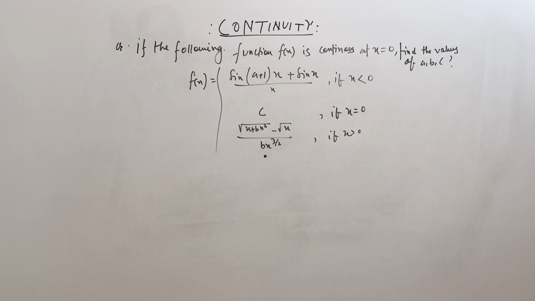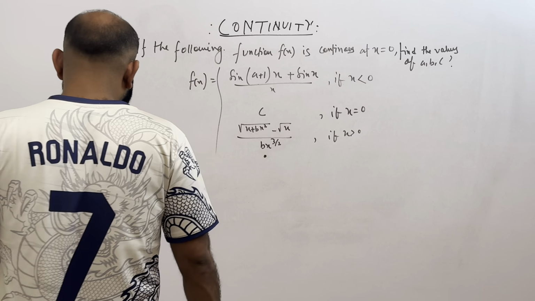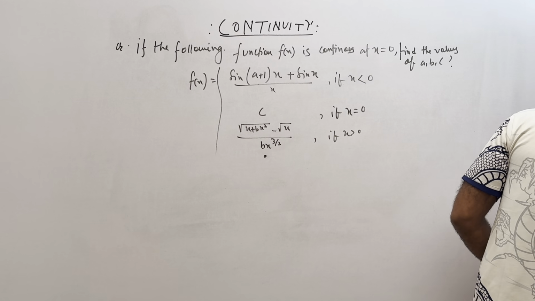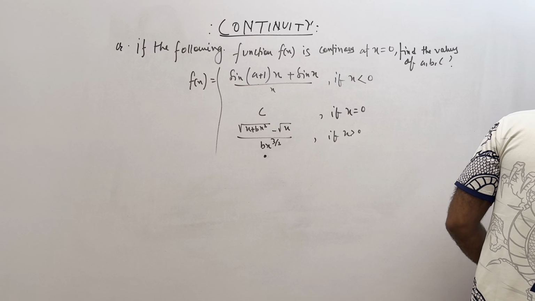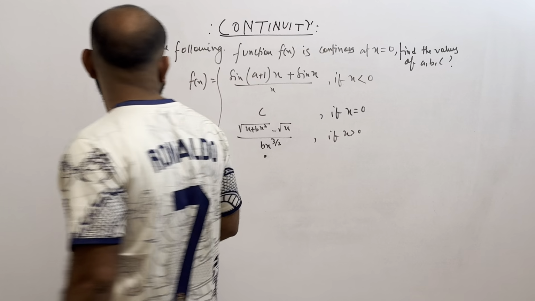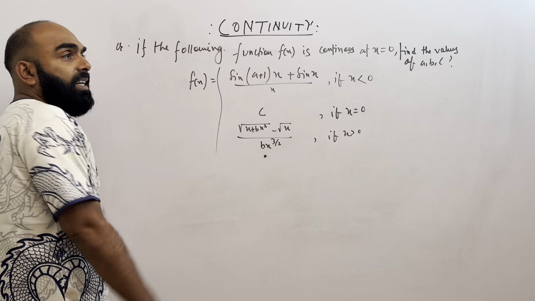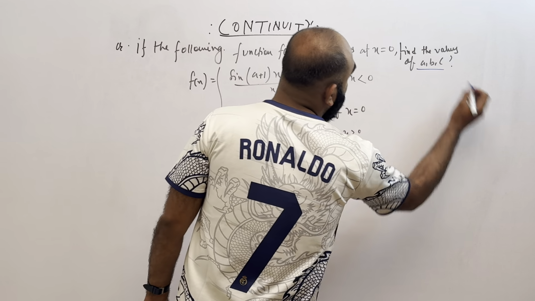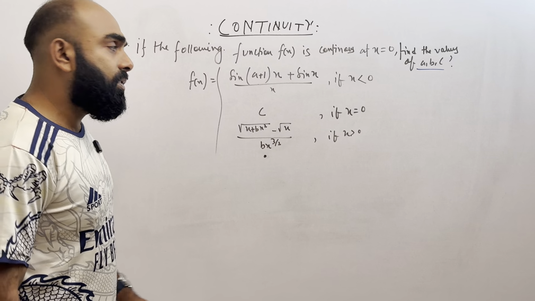Okay, I think you have gone for this one. What are they saying? They are saying the following function is continuous at x is equal to 0. They are already saying the given function is continuous. If the function is continuous, then we have to find the values of a, b, c.